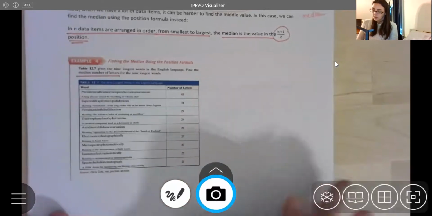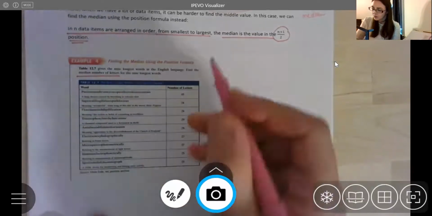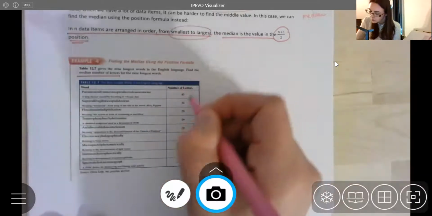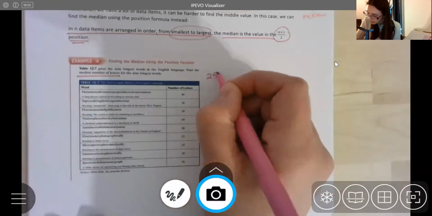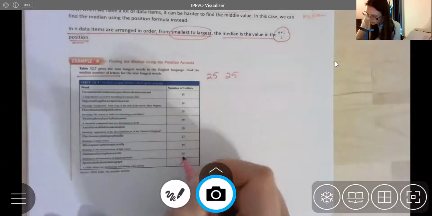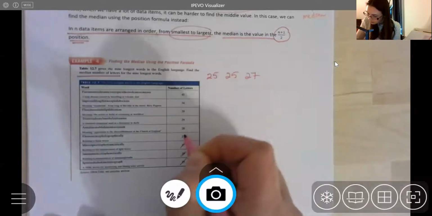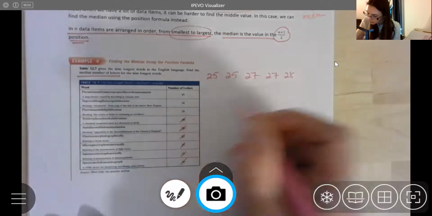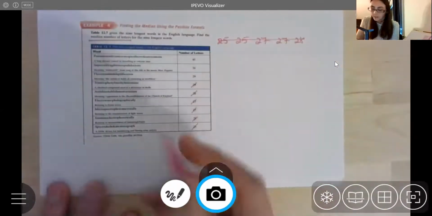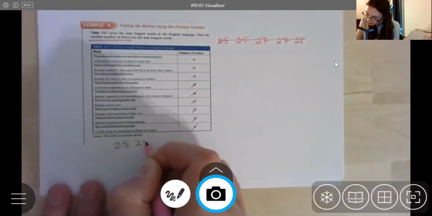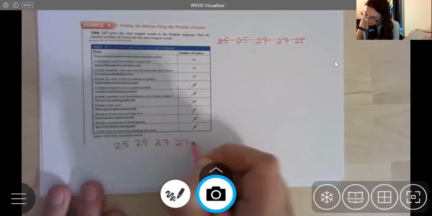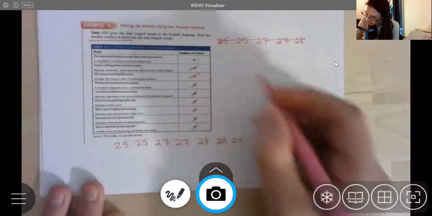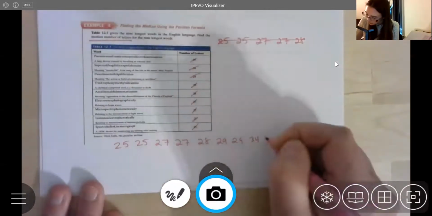So the first thing we're going to do, they are basically in order, but I'm just going to rewrite it and put it in order. You do want to go from smallest to largest. So my smallest number is 25. Then I have 25. Actually, you know what? Let's come down here. I'm running out of room. So 25, 25, 27, 27, 28, 29, another 29, a 34, and a 45.